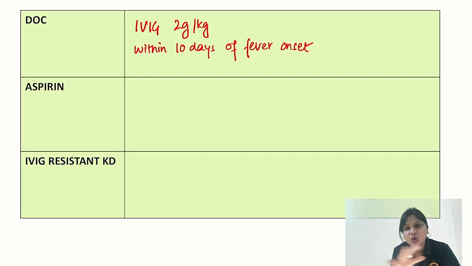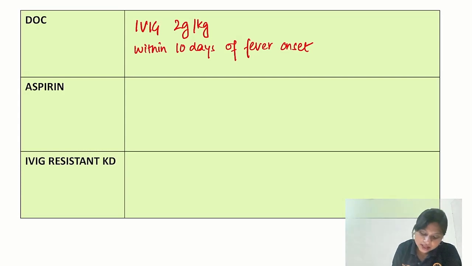Remember, there is no role of steroids. I mean, there is a role of steroids in IVIG resistant KD, but steroids are never the drug of choice. You need to give IVIG. So whatever be the options, please choose IVIG, IVIG, and IVIG.